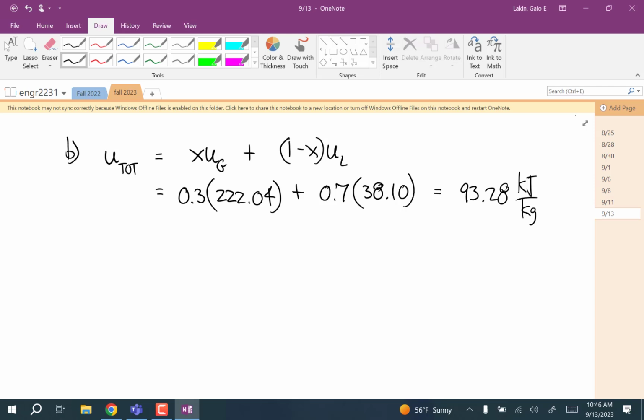Any questions about that? Okay, what do you have to do if you have to deal with quality in the case where you don't have it at a saturation state? You're at a superheated vapor or a compressed liquid? Trick question. When you're in those states, there's no such thing as quality because there are no mixtures. So remember, quality is only defined at saturation states.